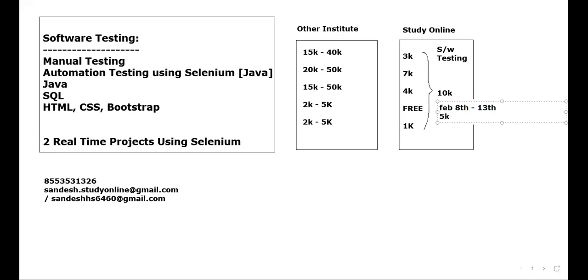The remaining 5k you have to pay by March 1st, because you might be getting your salary or whatever it may be. Between March 1st and March 5th, you have to pay the remaining 5k. This is the only option that I can give. But apart from that, I would suggest you pay in a single shot. That's up to your wish.